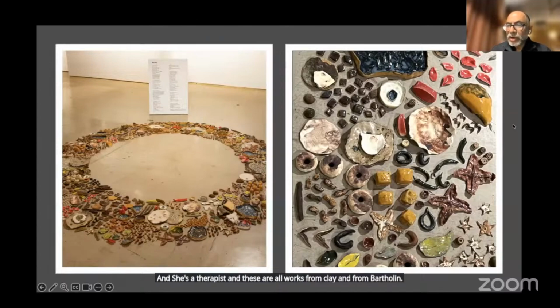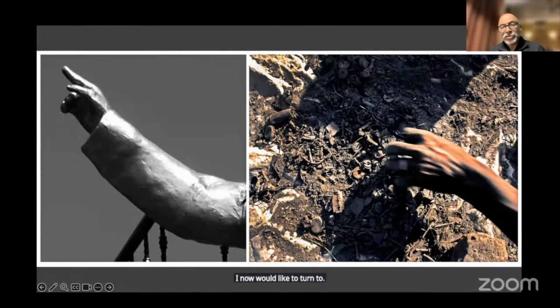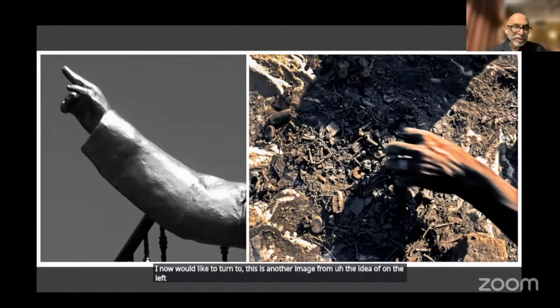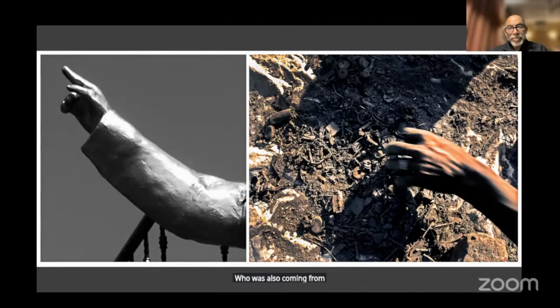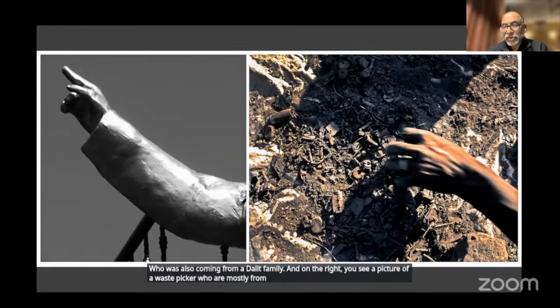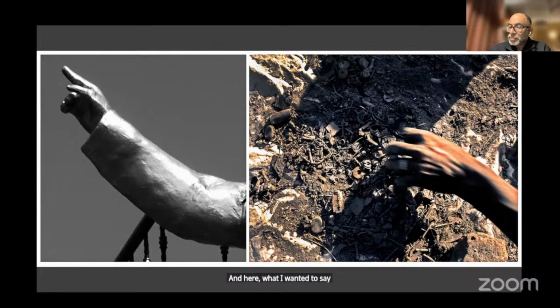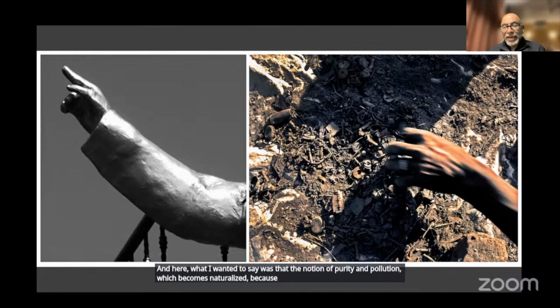I now would like to turn to another image. On the left, you see the father of the Indian Constitution, Dr. Ambedkar, who also came from a Dalit family. And on the right, you see a picture of a waste picker, who are mostly from lower caste or Dalit families. And here, what I wanted to say was that the notion of purity and pollution becomes naturalized, because, as I said, nature is a word which is naturalized, and then the caste word also naturalizes the human body in terms of purity and pollution.